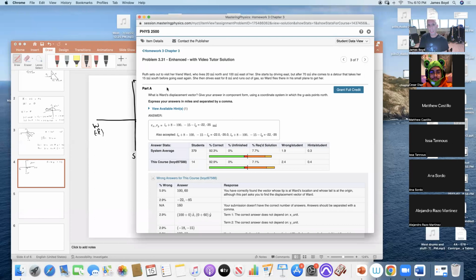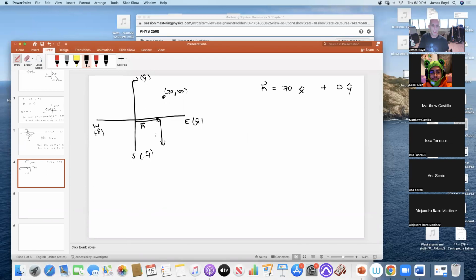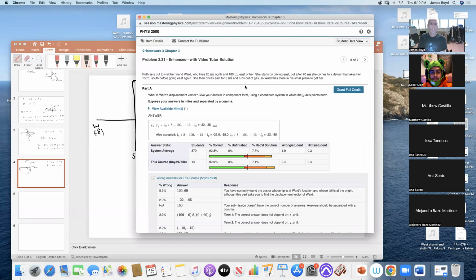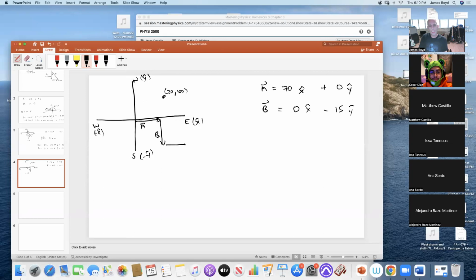Then the detour takes her 15 miles south before going east again. So this will be B, and B will be 15 miles south, which is 15 miles in the negative y direction. So negative 15 miles in the y direction. And then she drives east for 8 miles and runs out of gas. So then she goes east again for 8 miles. And she runs out of gas. And then Ward wants to fly from his house to where she's at. And we're going to call that vector D. He's going to fly from where he is to her house.